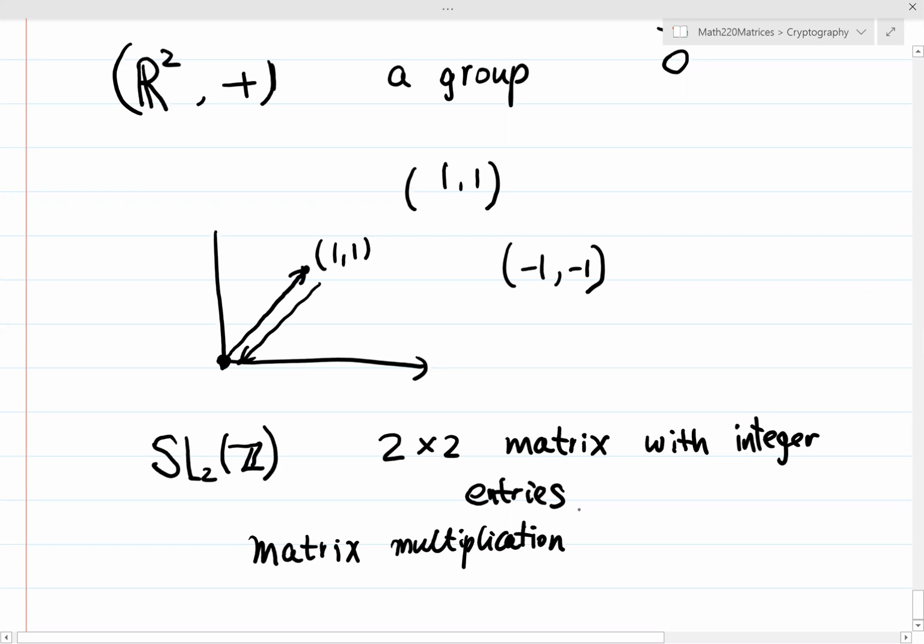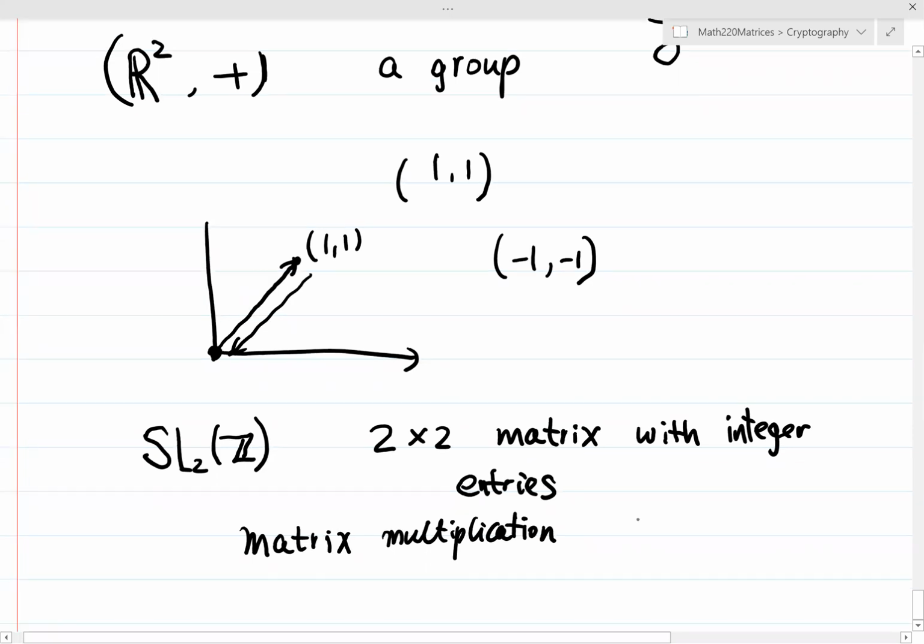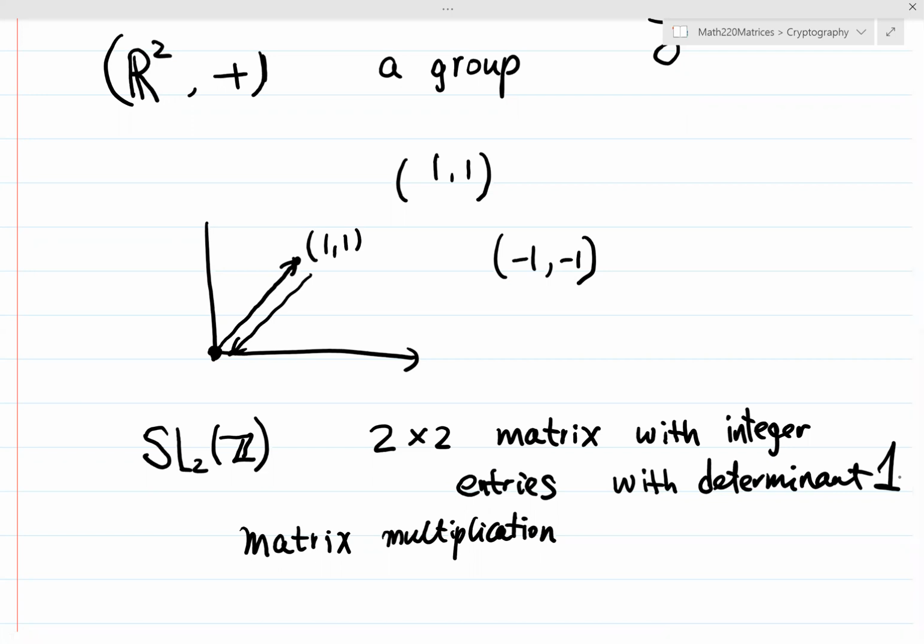Now SL2Z means the determinant is 1. If you take the inverse, it is again an integral matrix, and its determinant is also 1. So its inverse still lies in this set. Now matrix multiplication: if you multiply two such matrices, the product again lies in this set. So this is a group.